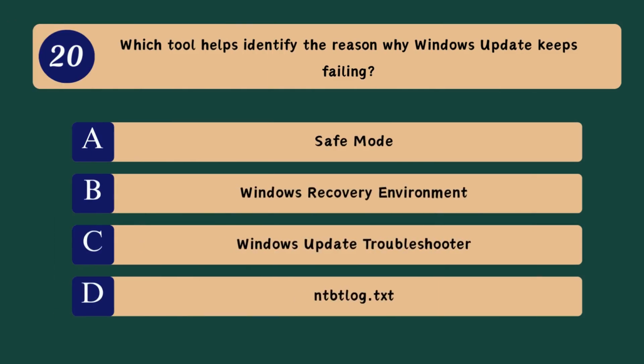Question 20. Which tool helps identify the reason why Windows Update keeps failing? A. Safe Mode. B. Windows Recovery Environment. C. Windows Update Troubleshooter. D. ntbtlog.txt.